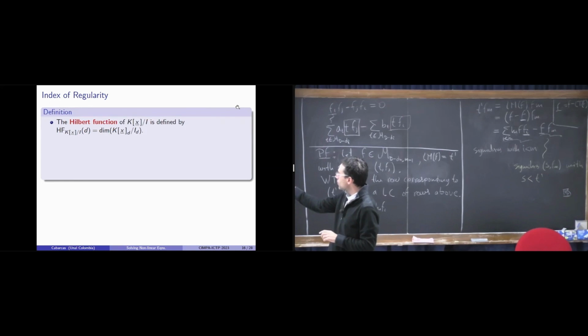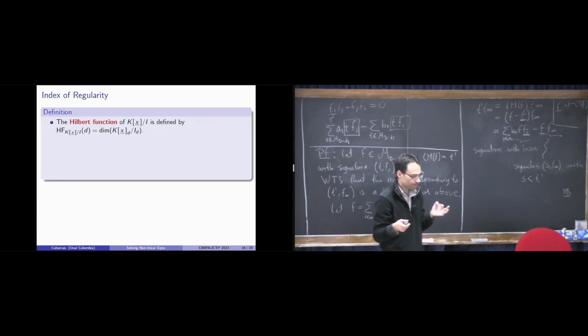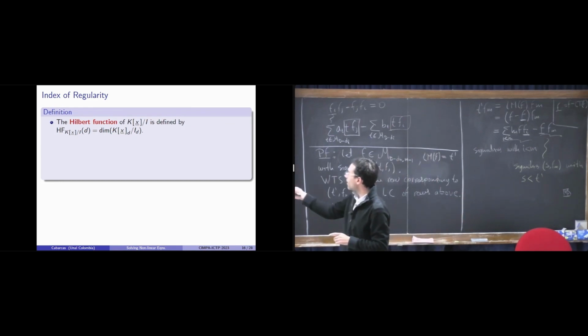Now, one thing that is very important in this discussion is the Hilbert function. So the Hilbert function of this quotient, the polynomial ring over the ideal, is a function from the non-negative integers to the non-negative integers, and it is defined as follows: the Hilbert function of degree D is the dimension of that quotient at degree D. Now, if you remember, these are vector spaces, so we can talk about the dimension.